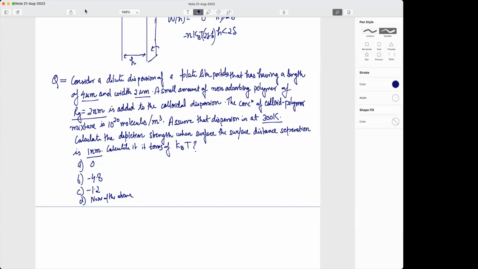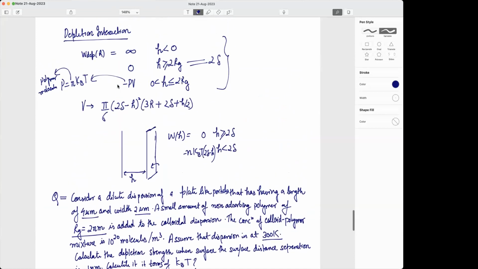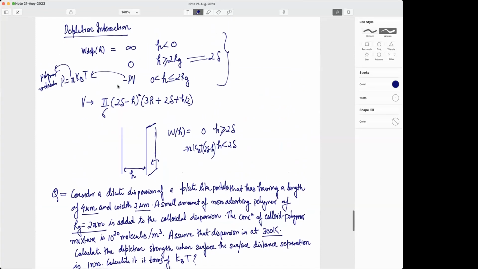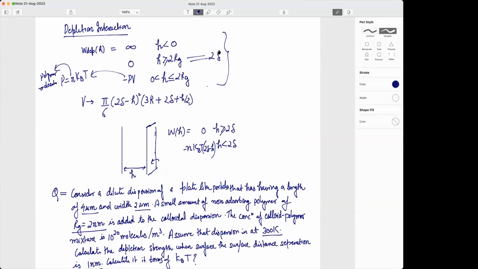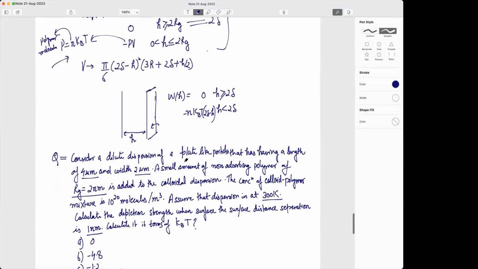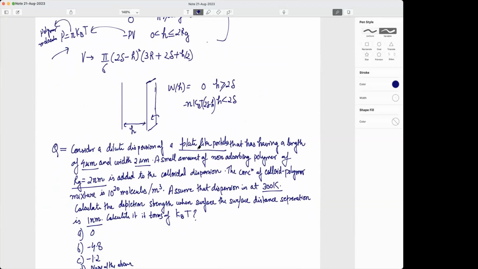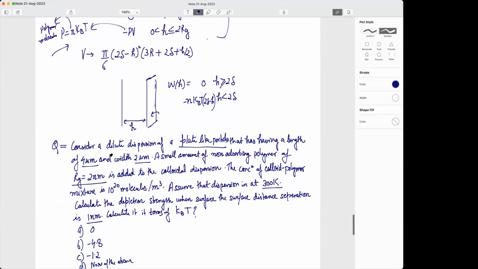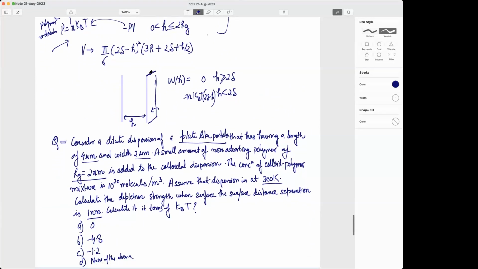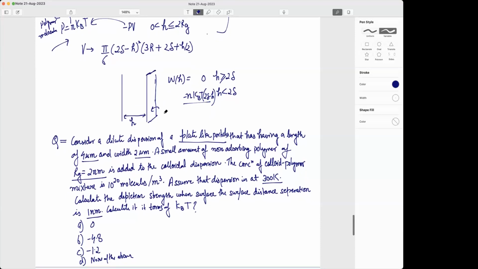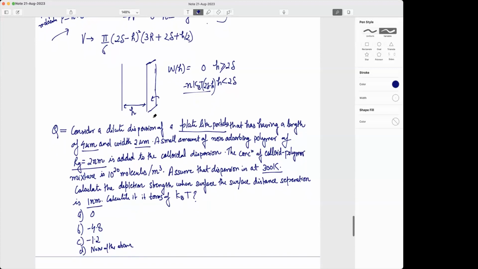Hello? Yeah. So here R and delta will be the same if we apply the formula of pi by 6 into (2 delta minus h) whole square into (3r plus 2 delta plus h) by 2. No, actually this is valid for spherical particles. As Perez also pointed out, this is a plate-like particle, so that's why it has some area. So this interaction energy formula is applicable per unit area, that is given by this. Okay, sir.